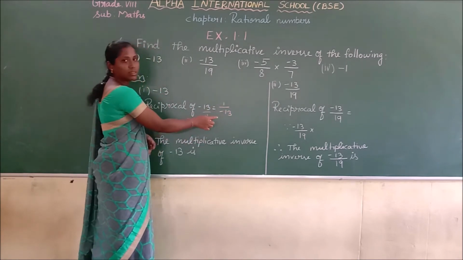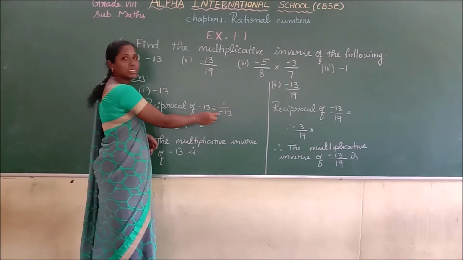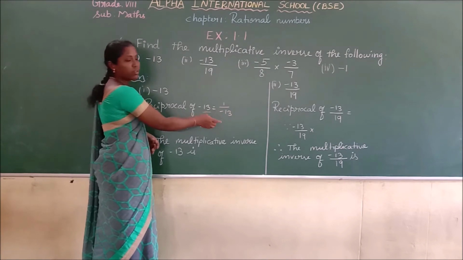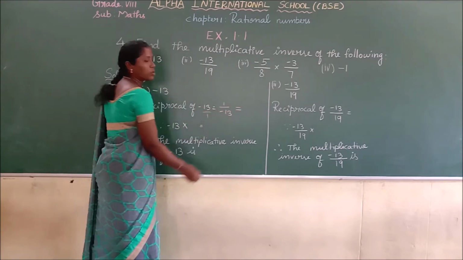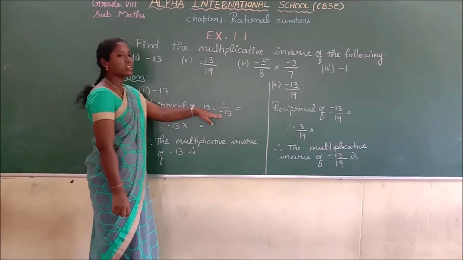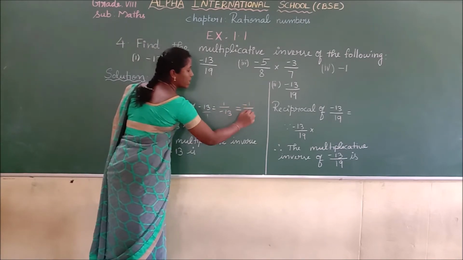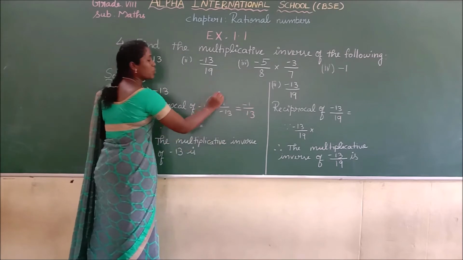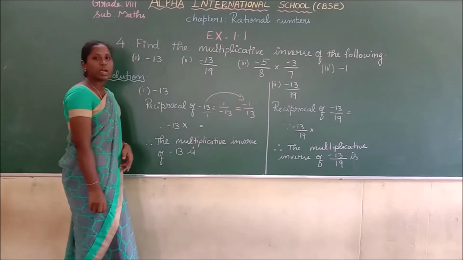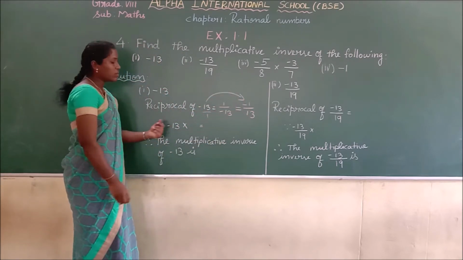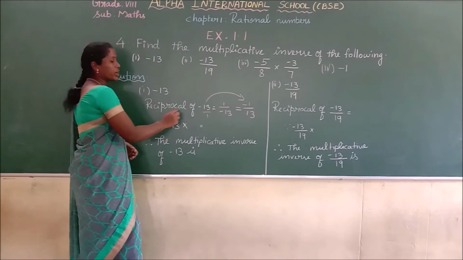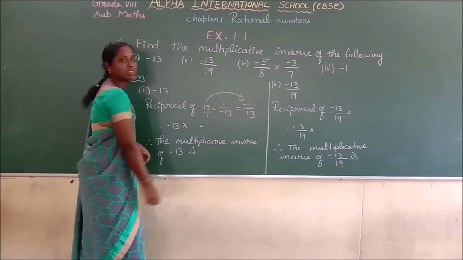1 by minus 13. Here, having the negative sign in the denominator is not a standard form. Write it in the standard form. After writing it in the standard form, just take the negative sign to the numerator. So, minus 1 by 13. So, the reciprocal of minus 13 is minus 1 by 13. Check whether the product of the given number and its reciprocal gives the result 1.